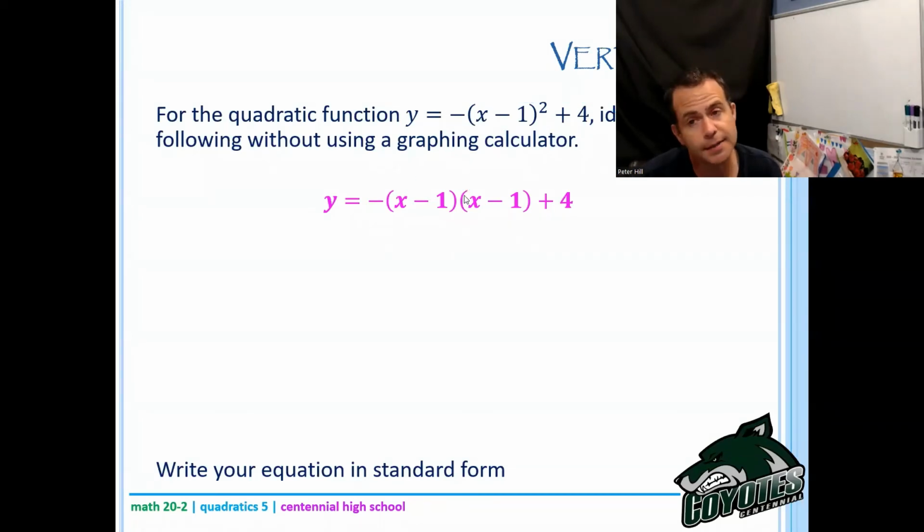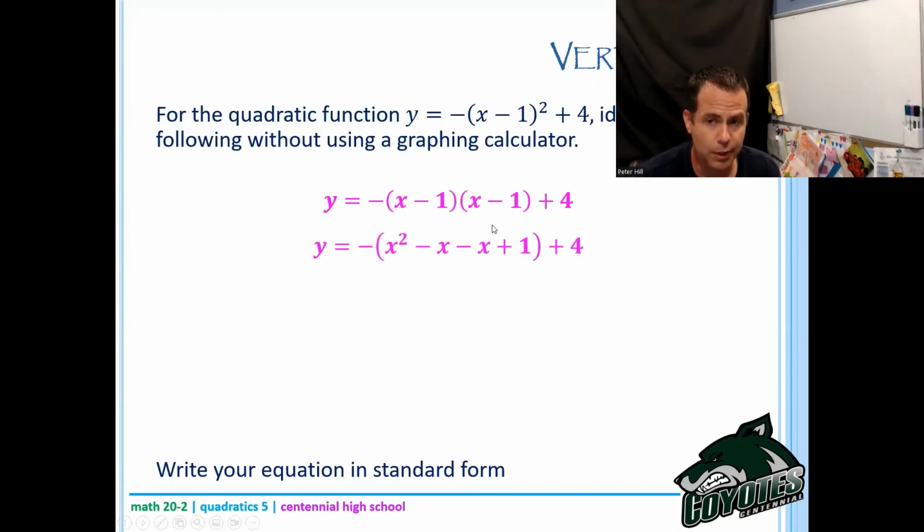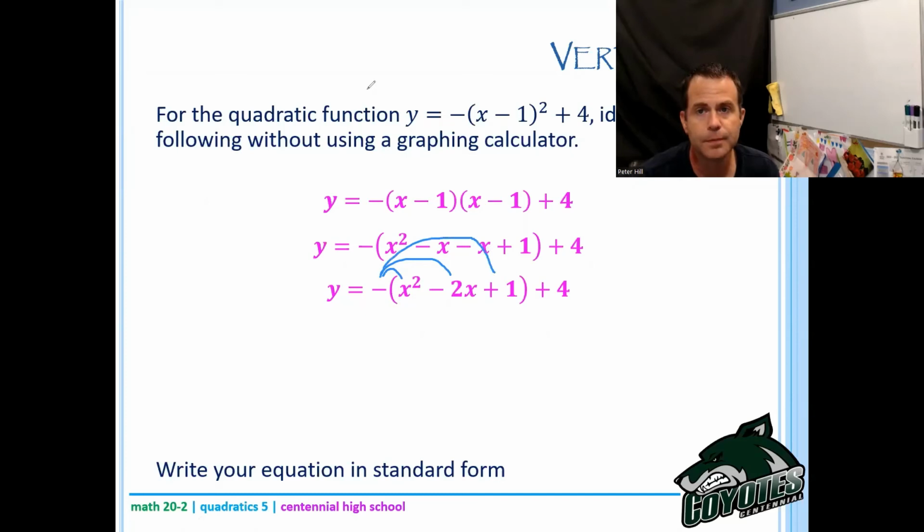So x by x is x squared. Then I'm going to have x by neg 1, which is neg x. And then we'll have another neg x for this neg 1 times x. And then a positive 1 for the neg 1 times neg 1. Now I can combine those middle terms. So that'll be negative 2x in the middle. The next thing I have to do is distribute this negative. So this is going to be negative x squared, positive 2x, and minus 1.